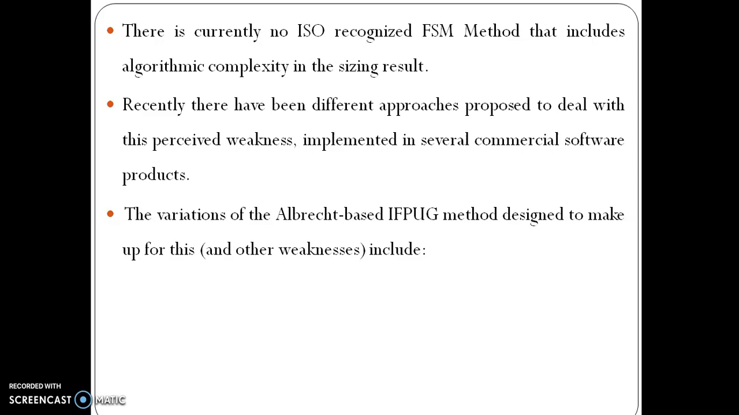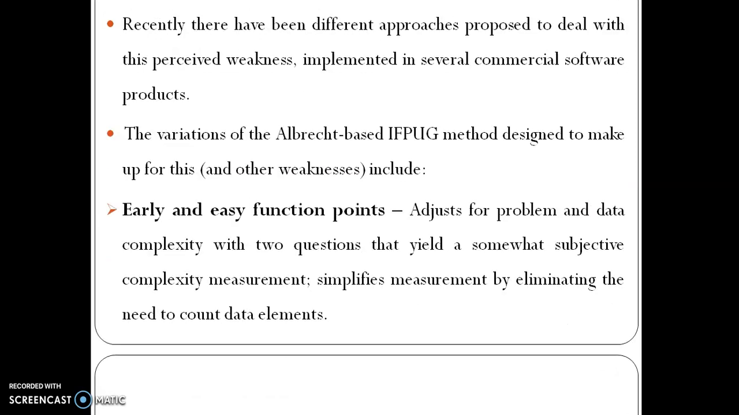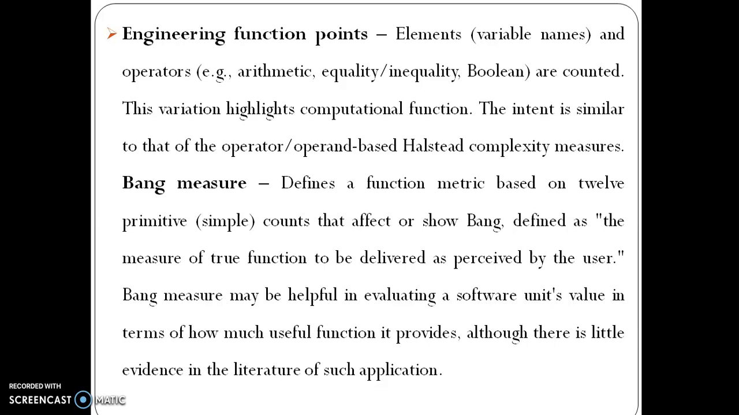The variations of the algorithm-based IFPUG method designed to make up for this include early and easy function points, which adjust for problem and data complexity with two questions that yield a somewhat subjective complexity measurement. It simplifies measurement by eliminating the need to count data elements. Engineering function points: elements and operators are counted. This variation highlights computational function.